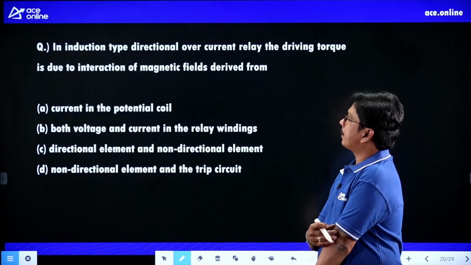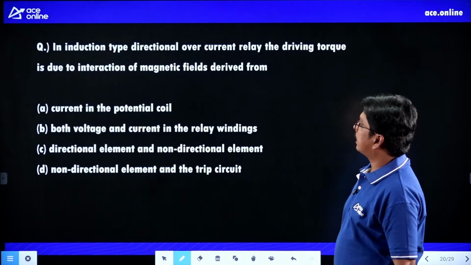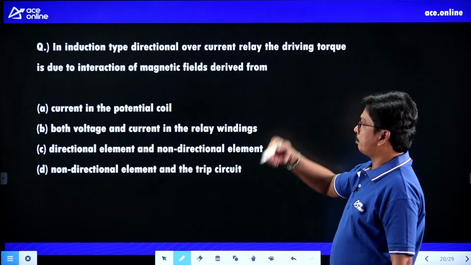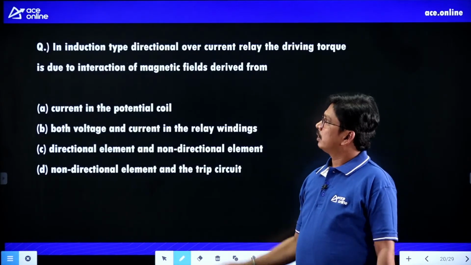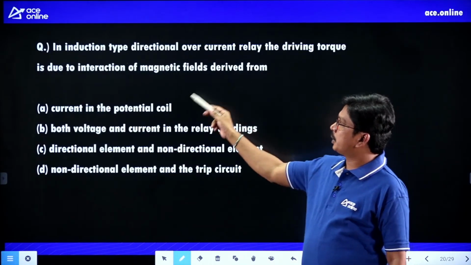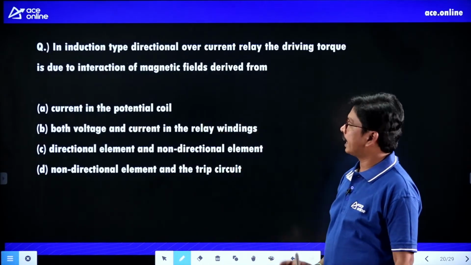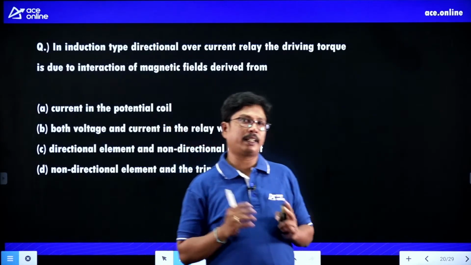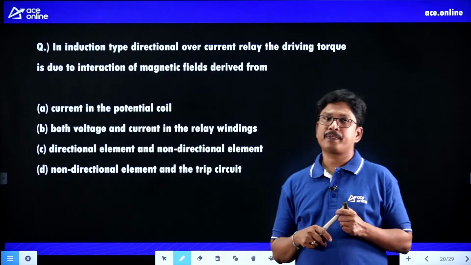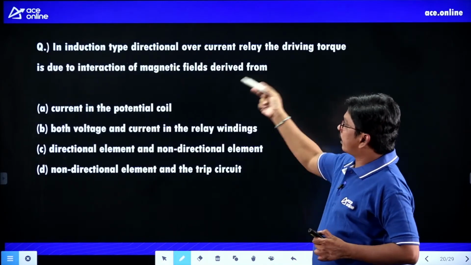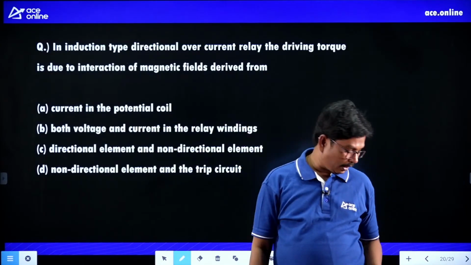In induction type directional overcurrent relays, the driving torque is due to interaction of magnetic fields derived from. Right. We have a directional unit as well as a non-directional unit in the case of a directional relay. So they are asking, the driving torque is due to what?